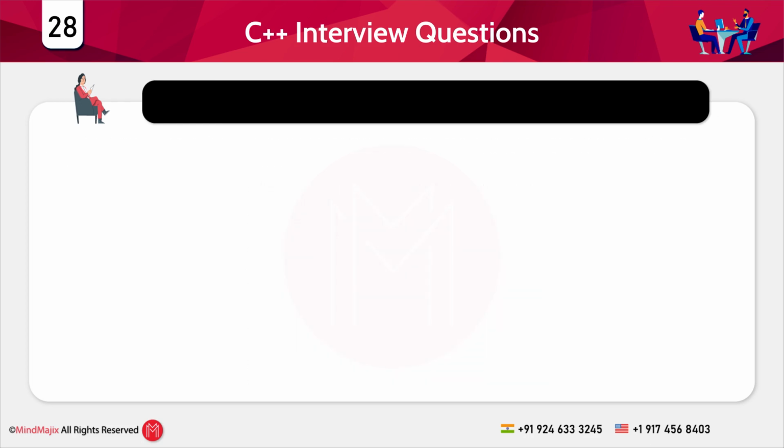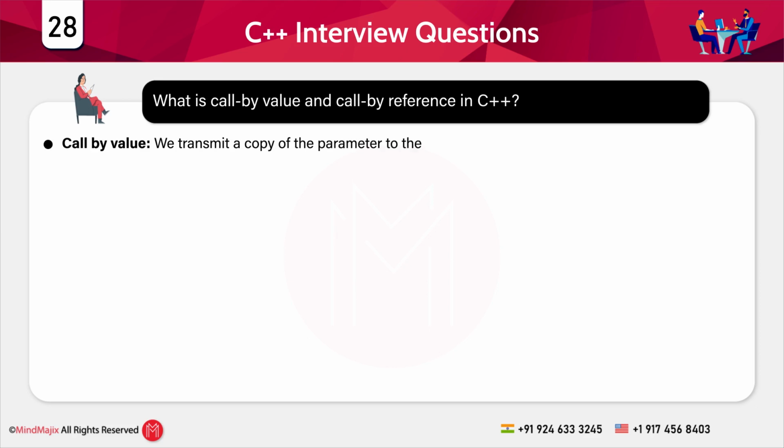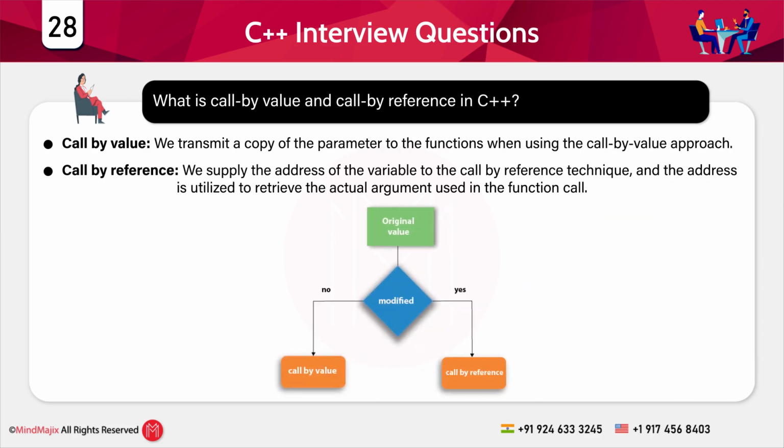The next question is a very important question. What is call by value and call by reference in C++? If you talk about call by value, here we transmit a copy of the parameter to the functions when using the call by value approach. New memory is assigned to these duplicated values, and the changes to these values do not affect the variable in the main function.